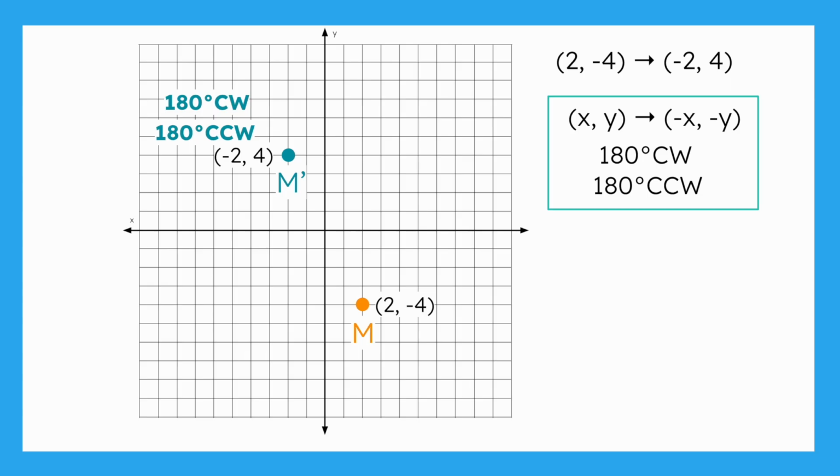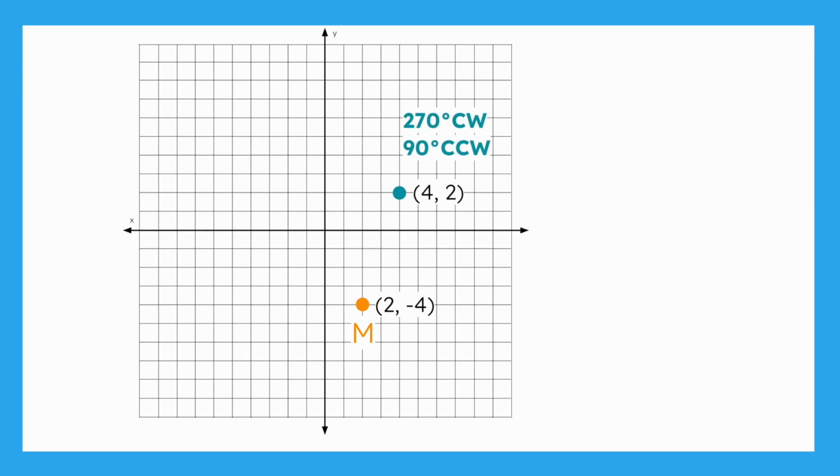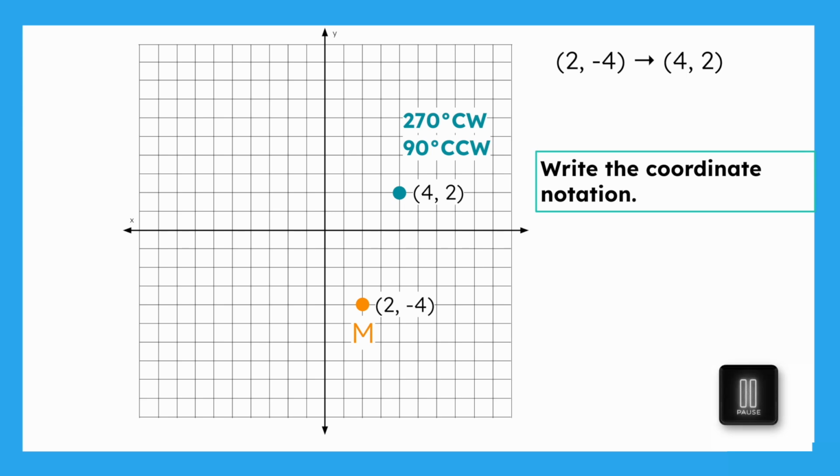Finally, let's look at the transformation for a 270-degree clockwise or 90-degree counterclockwise rotation. Based on how the coordinates change, write the coordinate notation. Pause now and resume when you're ready.